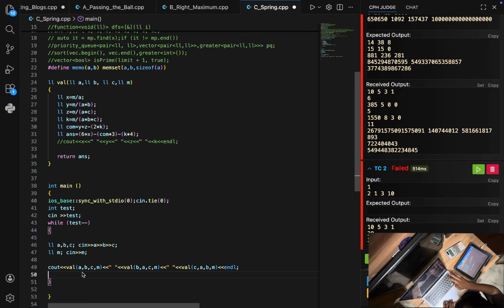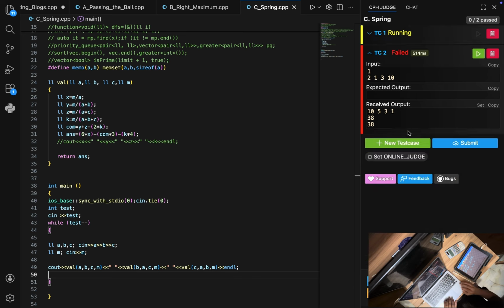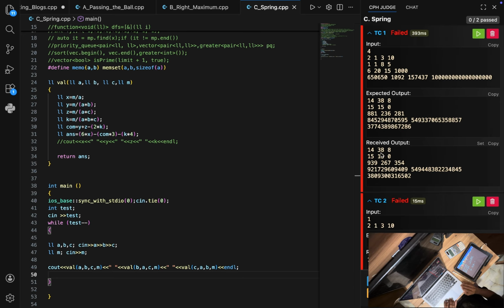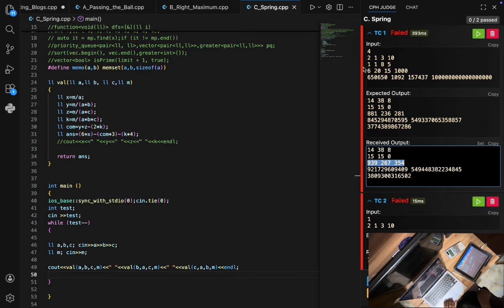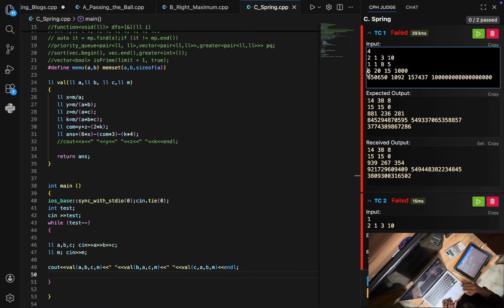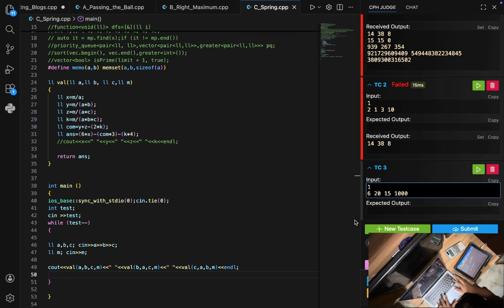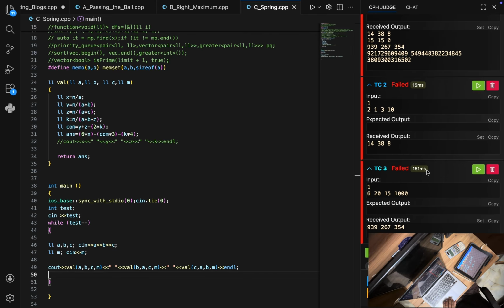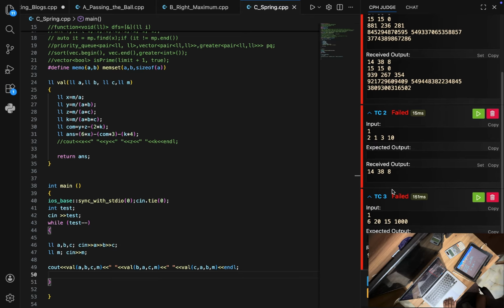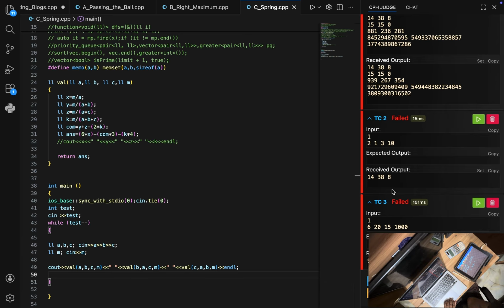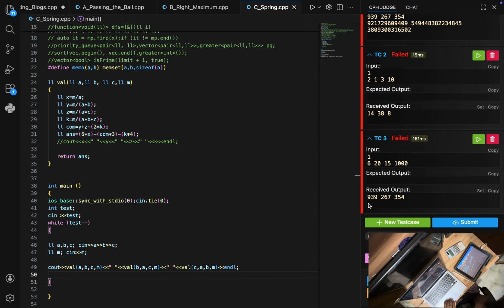A, B. 14 38 8, 15 15 0. It does not match. Then test case 3 is not matching. This one in 100 days. Somehow okay. 881 should give me 881.